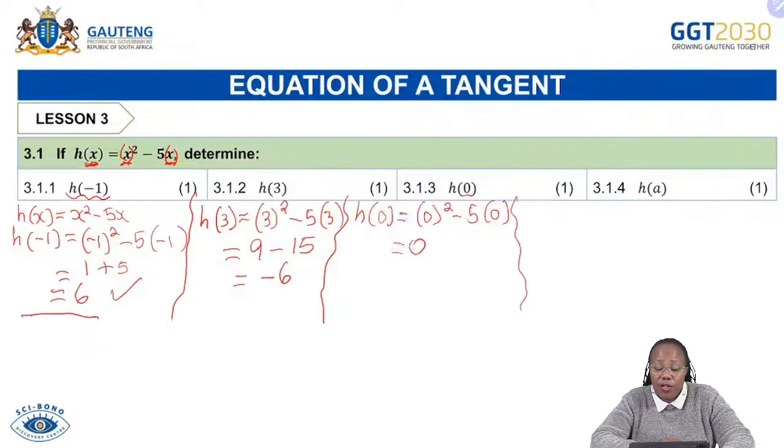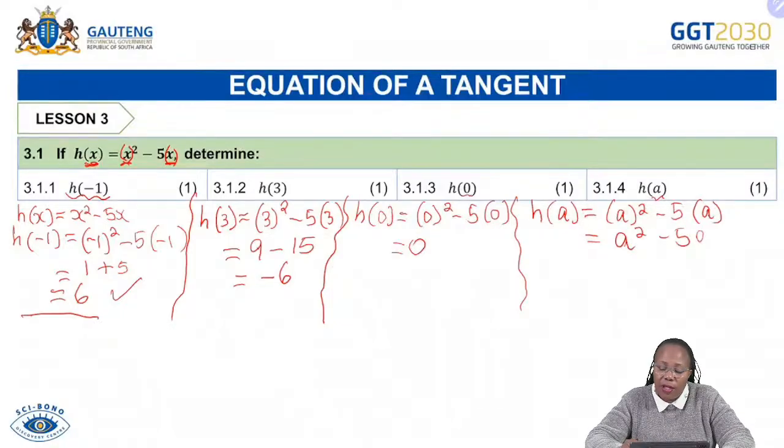And then lastly, we are looking at h at a. That means we are substituting our x with the a now. This will be h at a equal to x squared minus 5x, substitute x with an a. And then this will be a squared minus 5a. That is our h at a. All of them, they only were 1 mark, great job.